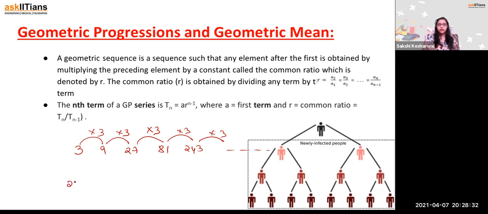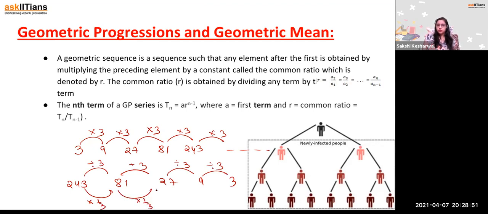So if I write 243, and 81, 27, and then 9 and 3, you see that I am dividing by 3. Or can I say that it is multiplied by 1 by 3 each time. So if you just multiply or divide to get the new sequence, then we say that this is known as geometric progression. Arithmetic progression means add and subtract to get the next term, and geometric progression means multiply or divide to get the next term. So what does the definition say over here?